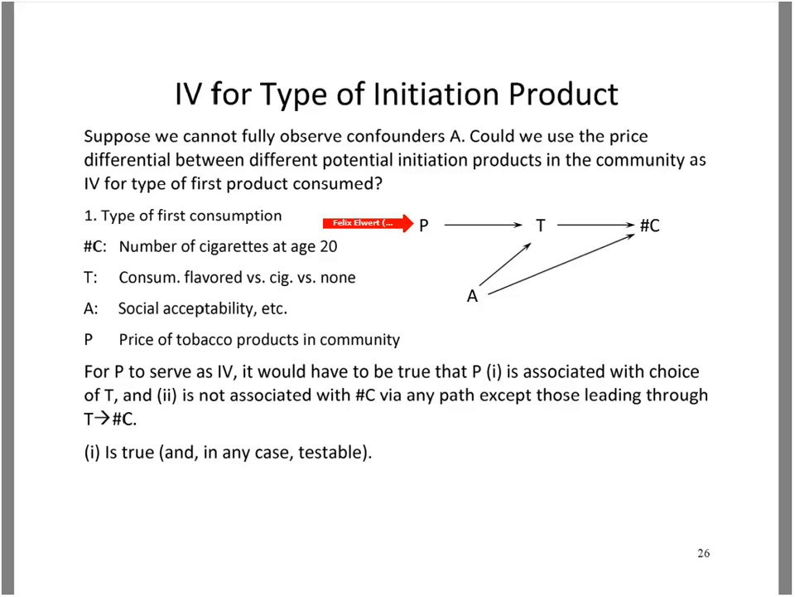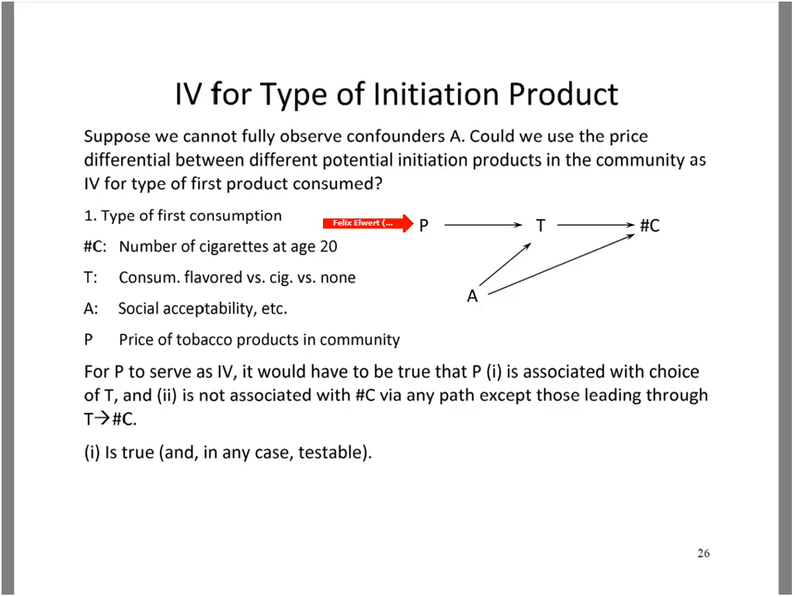Now, for P to be a valid instrument for T, we've already seen that it must be true that first, price is associated with choice of tobacco product, and second, it must be true that price is associated with smoking at age 20, with the number of cigarettes smoked at age 20, only via paths that lead through the causal effect from product choice to smoking at age 20.